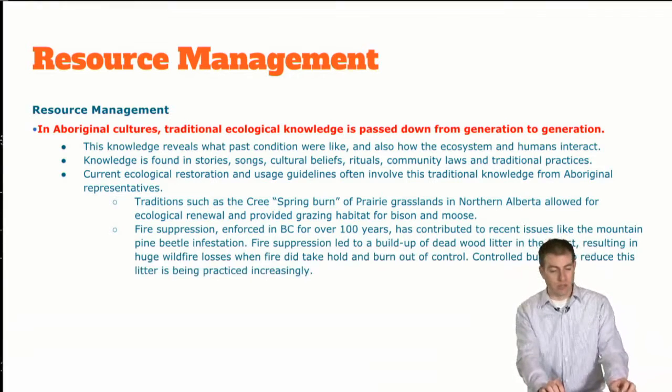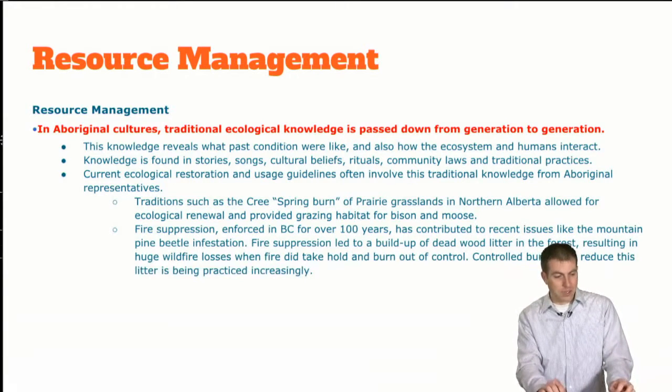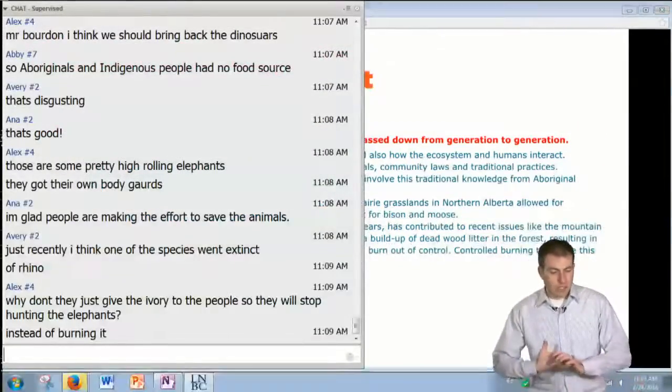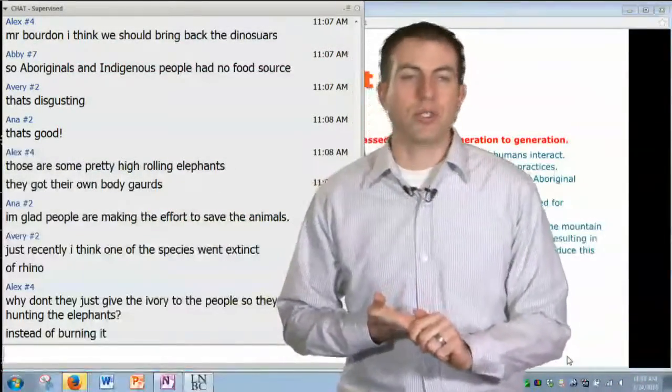Alex, why don't they just give the ivory to the people? Well, you can't just, who do you pick to give it to? Somebody's just gonna end up selling it. So you burn it, take it out of the market. So there you go. That is section 3.2.